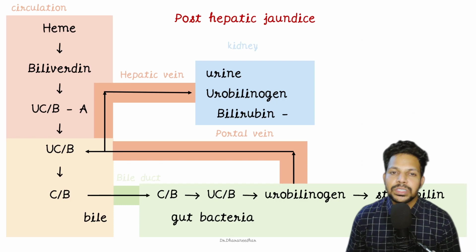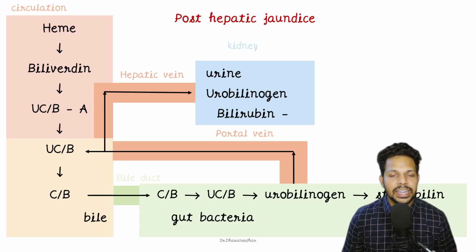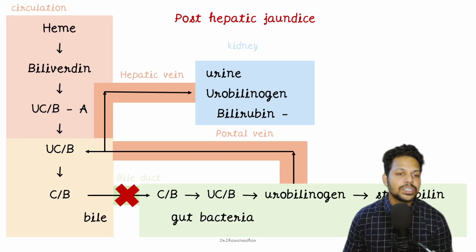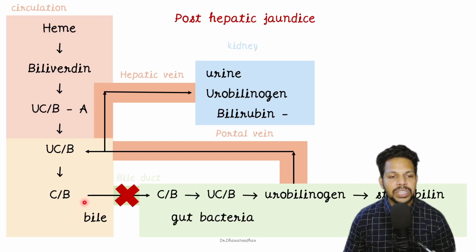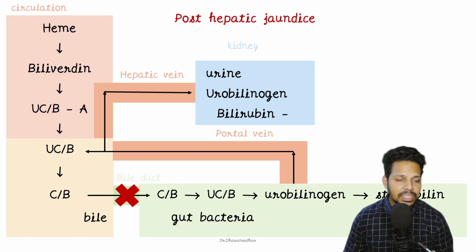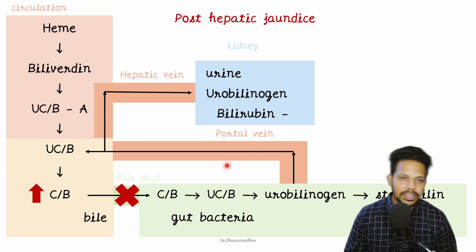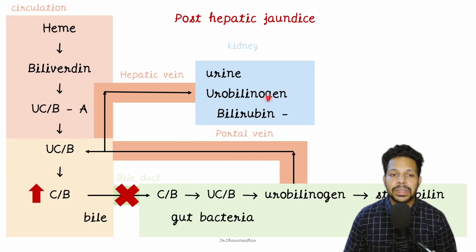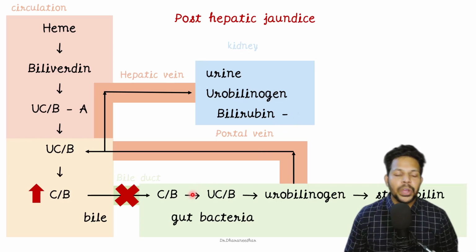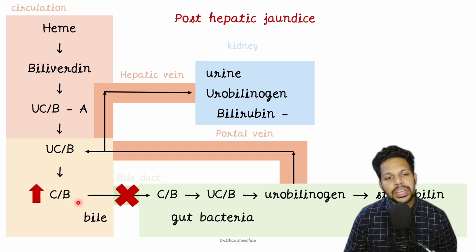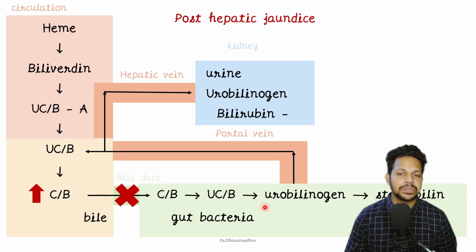So the problem here in the post-hepatic jaundice is an obstruction, right? The obstruction is at the level of the bile duct. So when the bile duct is obstructed, the conjugated bilirubin keeps on accumulating in the liver and hence it will leak, right? The conjugated bilirubin will leak into the circulation and that will result in the presence of bilirubin in the urine, right? But the point to be noted here is, since there is no entry of conjugated bilirubin into the intestine, the urobilinogen levels are also reduced, right?